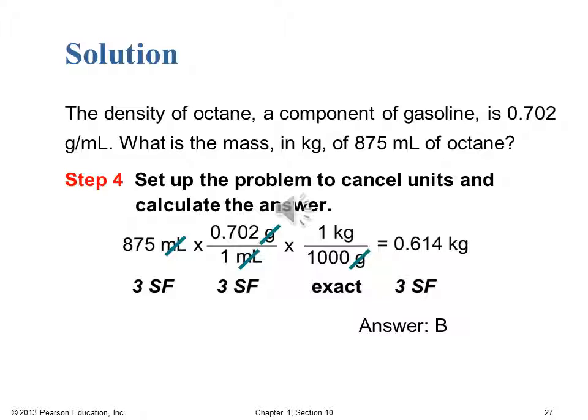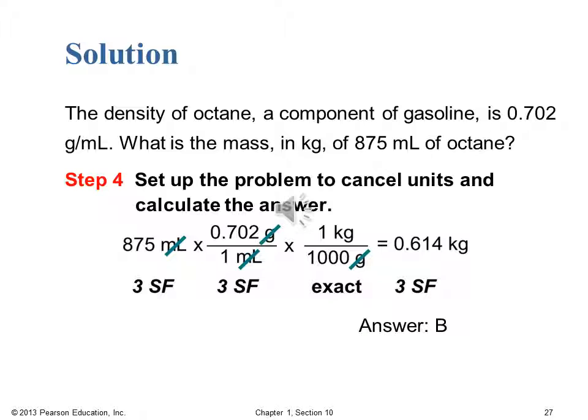Okay, moving on to our final step, we set up the problem and cancel units and calculate the answer. So we have 875 milliliters, which we could put over 1. Again, if you prefer it that way, that's fine, that's legitimate. Then we'll multiply it by the density, 0.702 grams over 1 milliliter. We'll cancel those milliliter values. Of course, the density, the 0.702, is 3 sig figs. The 1 milliliter in the denominator is infinitely significant. And then finally, we'll multiply through by 1 kilogram over 1,000 grams, another case where we have exact values, so they won't affect sig figs.